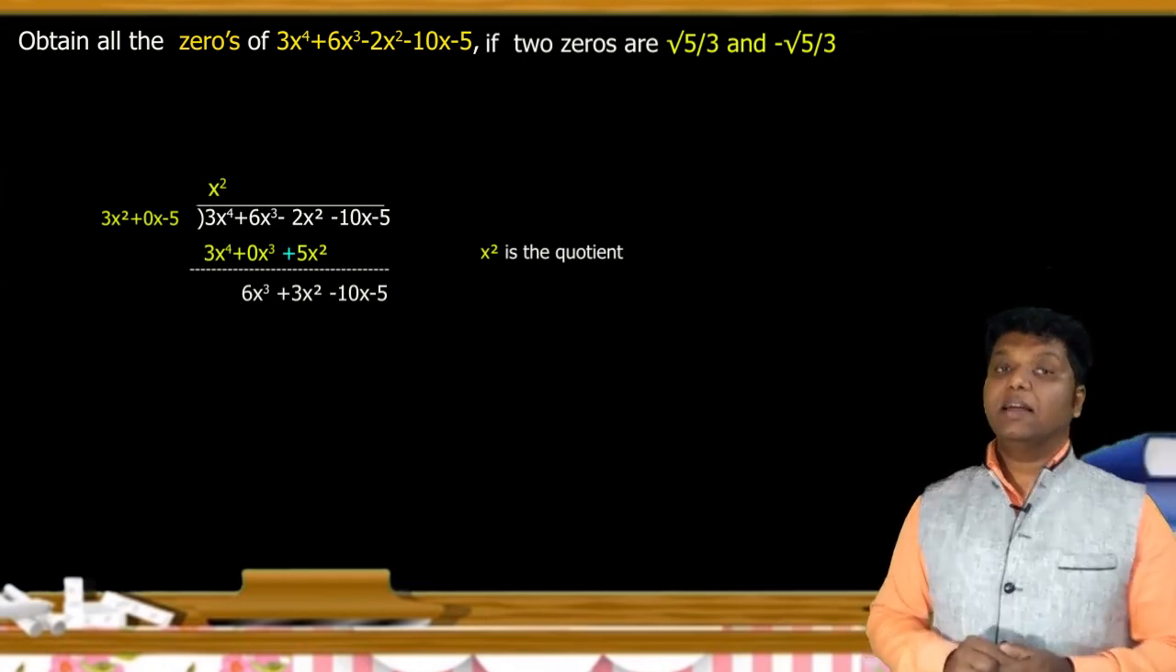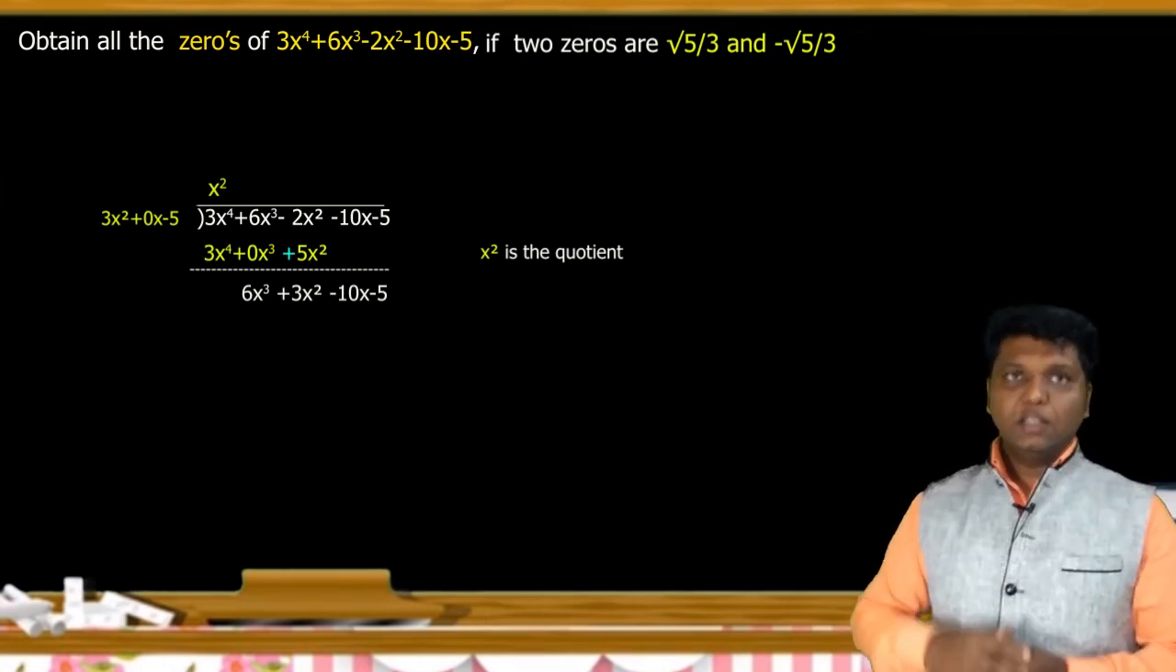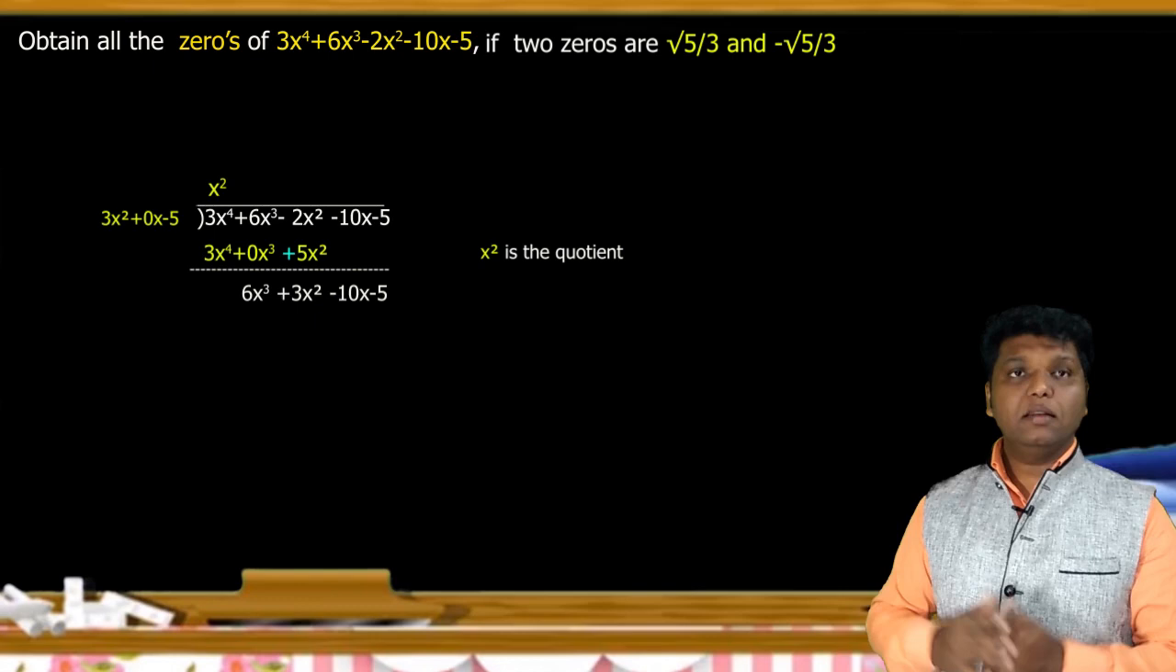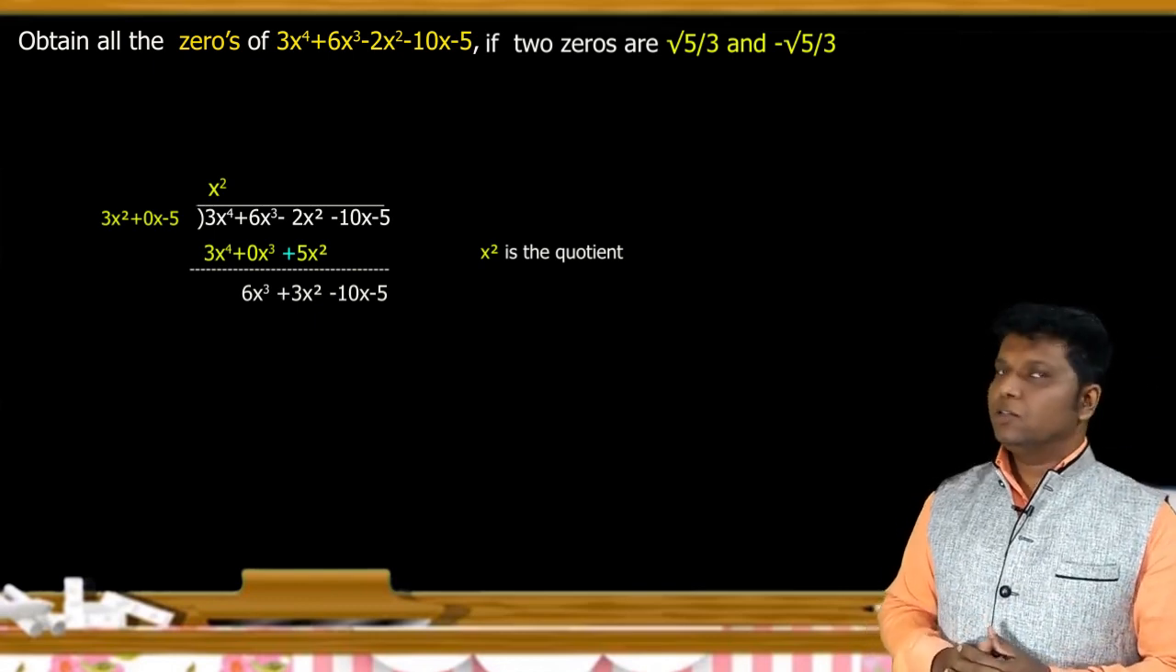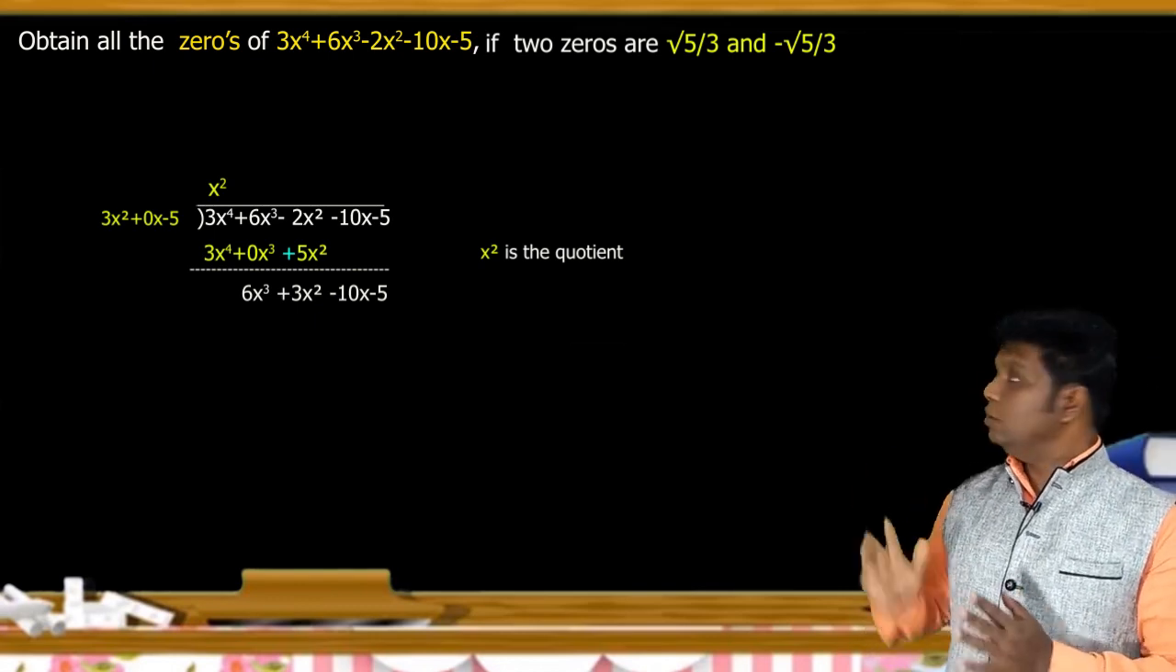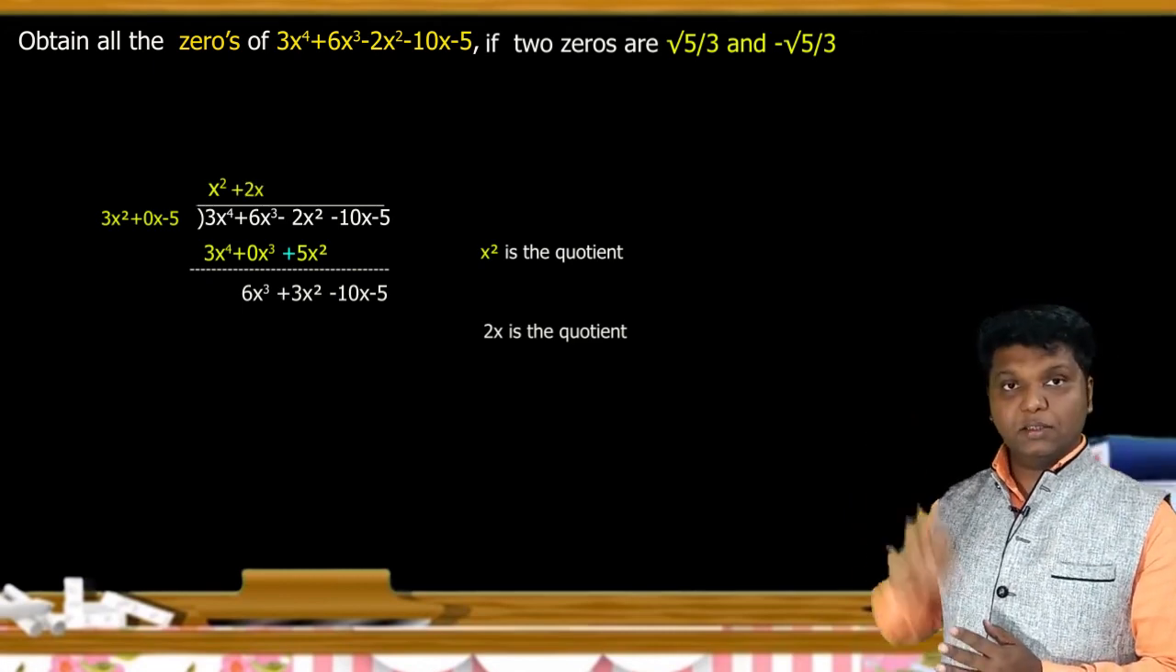So 6 and 3 will get cancelled. 3 2s are 6, right? Then x also will get cancelled. Finally you will get 1x on the top. So 2x, that's it. So you got 2x there. So plus 2x, you will write plus 2x.